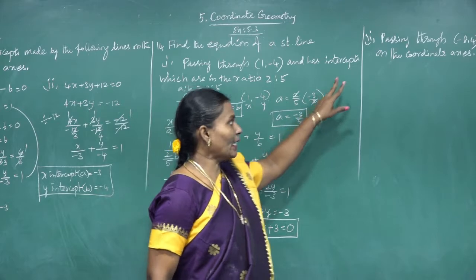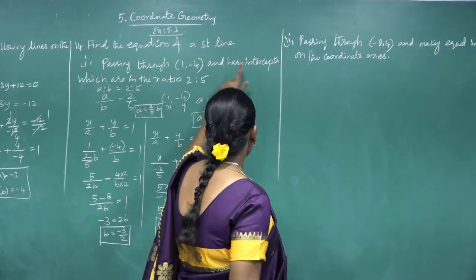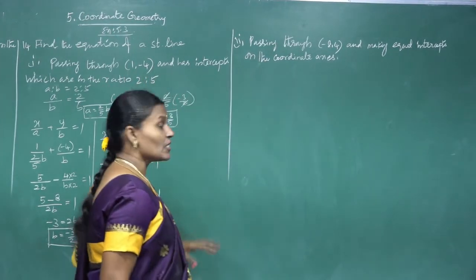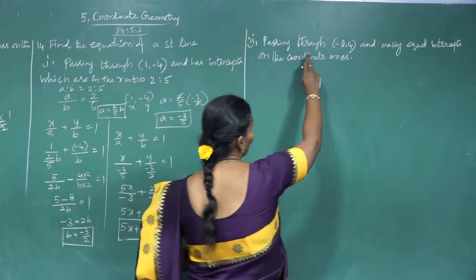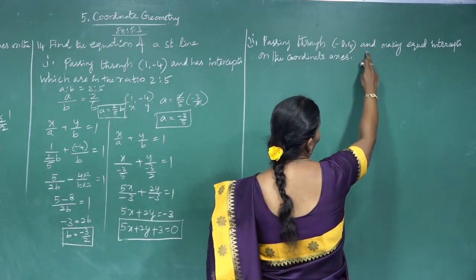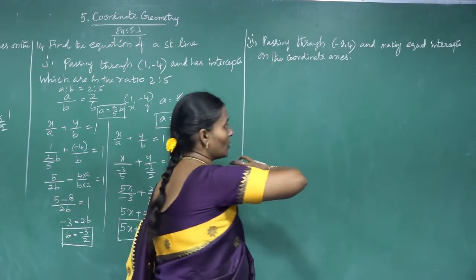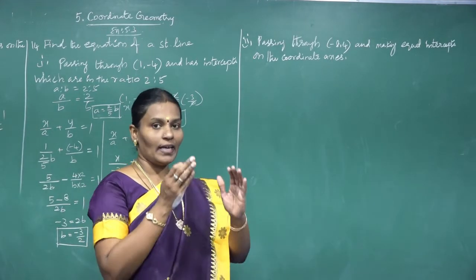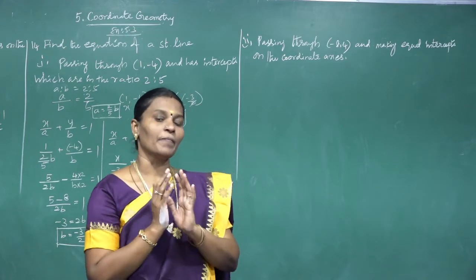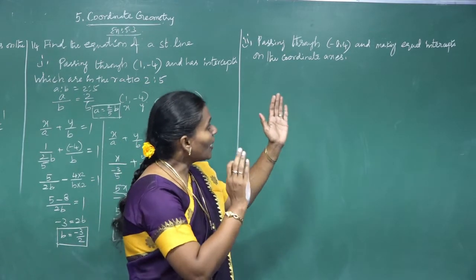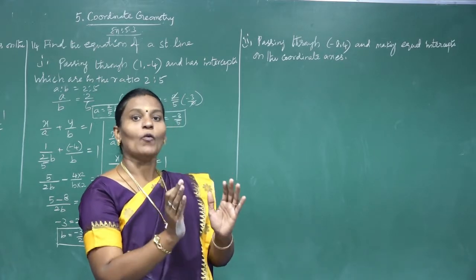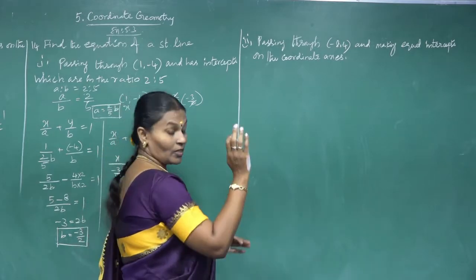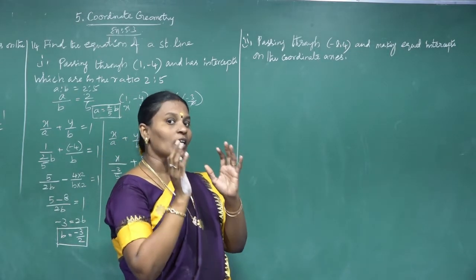Okay. Now we see the second sum. So here also you have to find out the equation. Find the equation of a straight line passing through the point minus 8, 4 and making equal intercepts on the coordinate axis. Okay, equal intercepts. That means x-intercept is A and y-intercept is B. They are making equal intercepts means A is equal to B. Both the intercepts are equal.